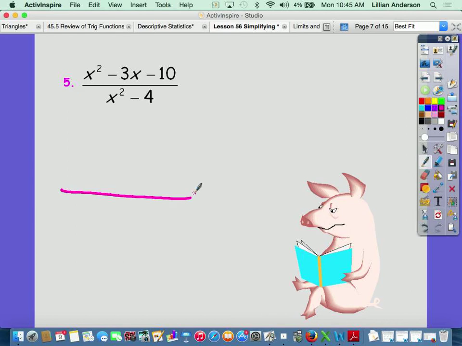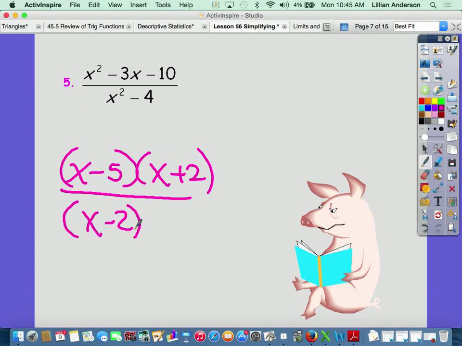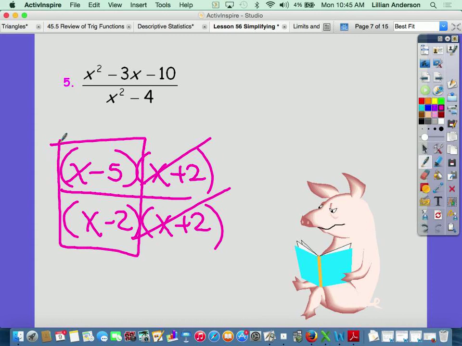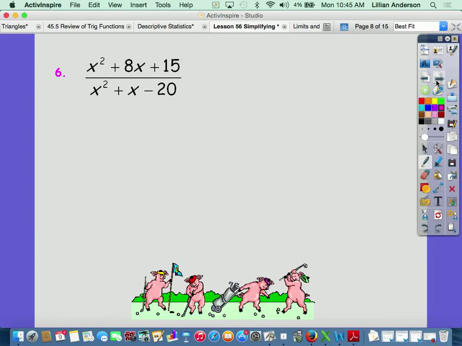Here, I have to factor my top and my bottom. Tiffany, give me the top. X minus 5 and x plus 2. Yes. Negative 5 and positive 2 multiply to give me negative 10, and negative 5 plus 2 gives me negative 3. Hunter, give me the bottom. X minus 2 and x plus 2. Very good. Your x plus 2's cancel out, and you're just left with x minus 5 over x minus 2. Good stuff.